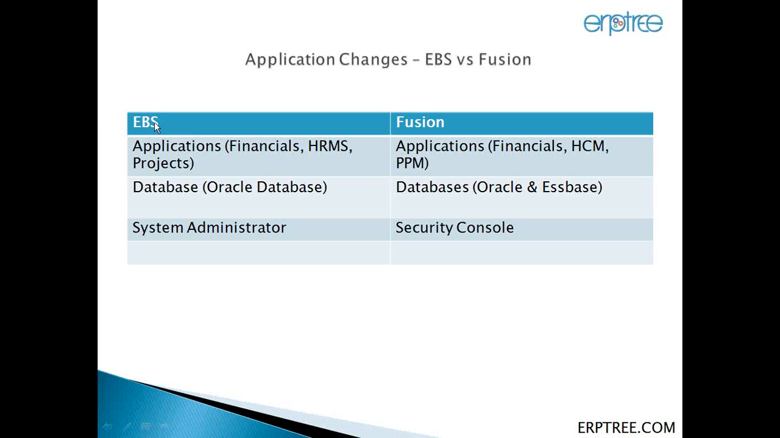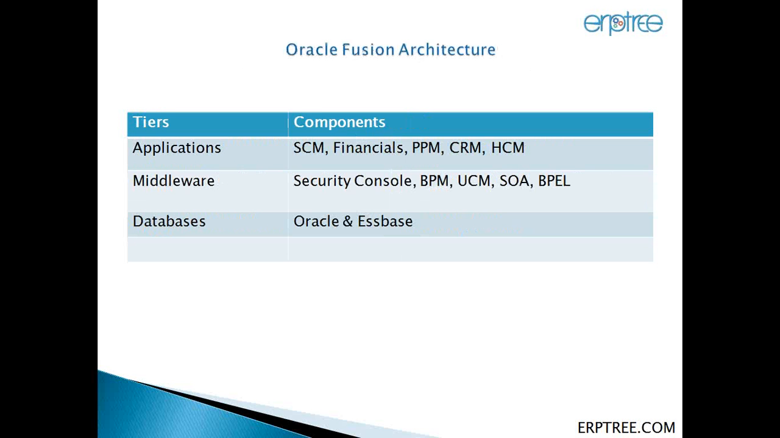And system administrator in EBS: by using the system administrator, we can perform different tasks like user creation, responsibility creation, assignments, menu customization. Similarly, all these activities you can do in the Fusion application by using the security console. In Fusion application, by using the security console, you can create the users and you can define custom roles as per your business requirement. You can do the assignment, you can give certain privileges to a specific user as per their job in the organization.